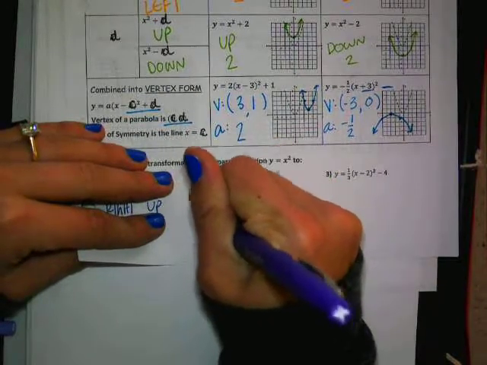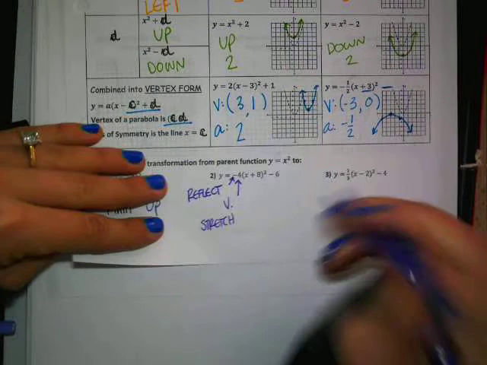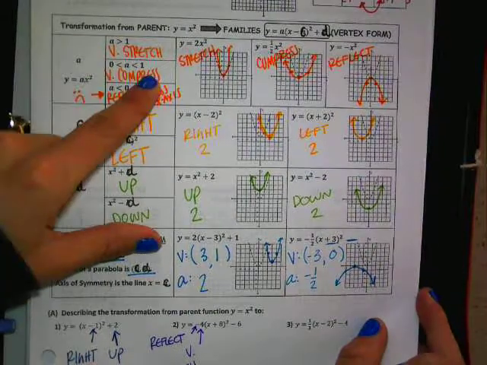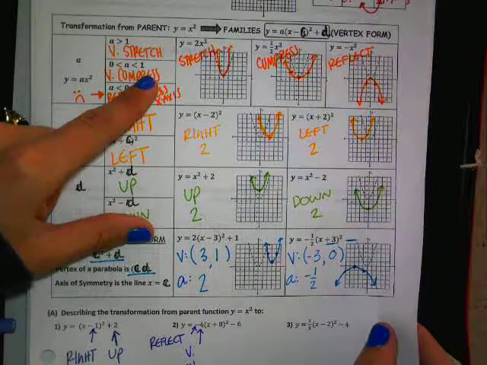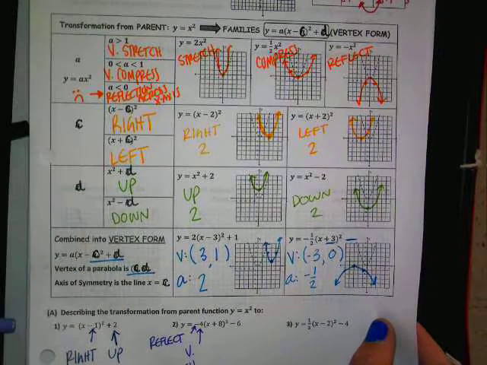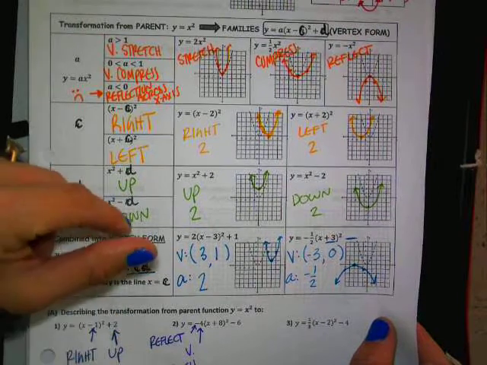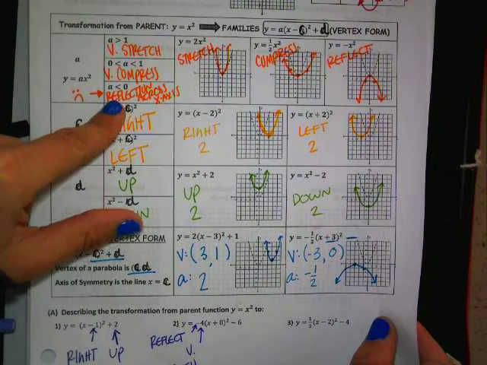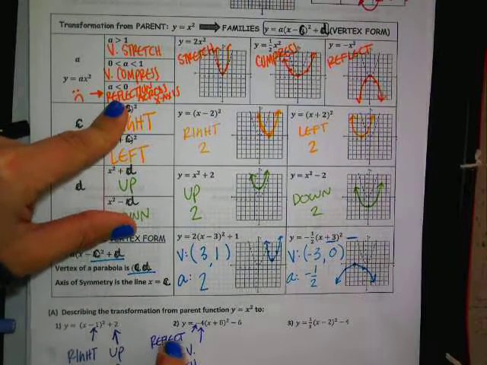I mean, how they say it feels. No, because it's a negative. If it's less than 1, it's a compression. If it's between 0 and 1, it's a compression. We're not going to do the horizontals for this. The negative is the reflection, so that takes care of the negative sign.